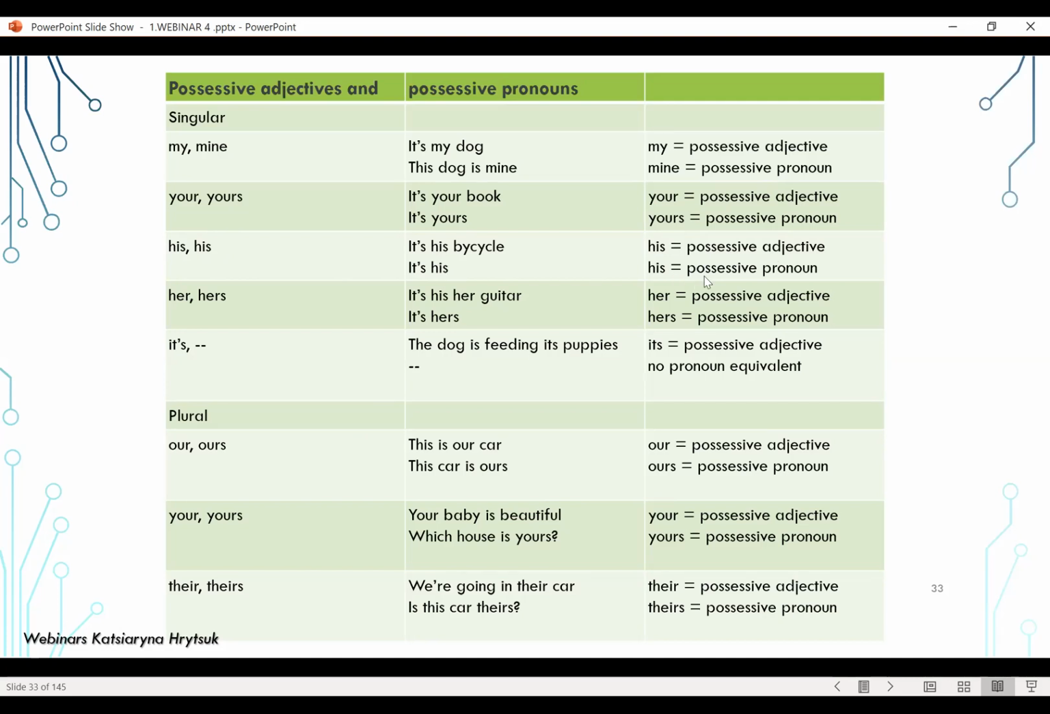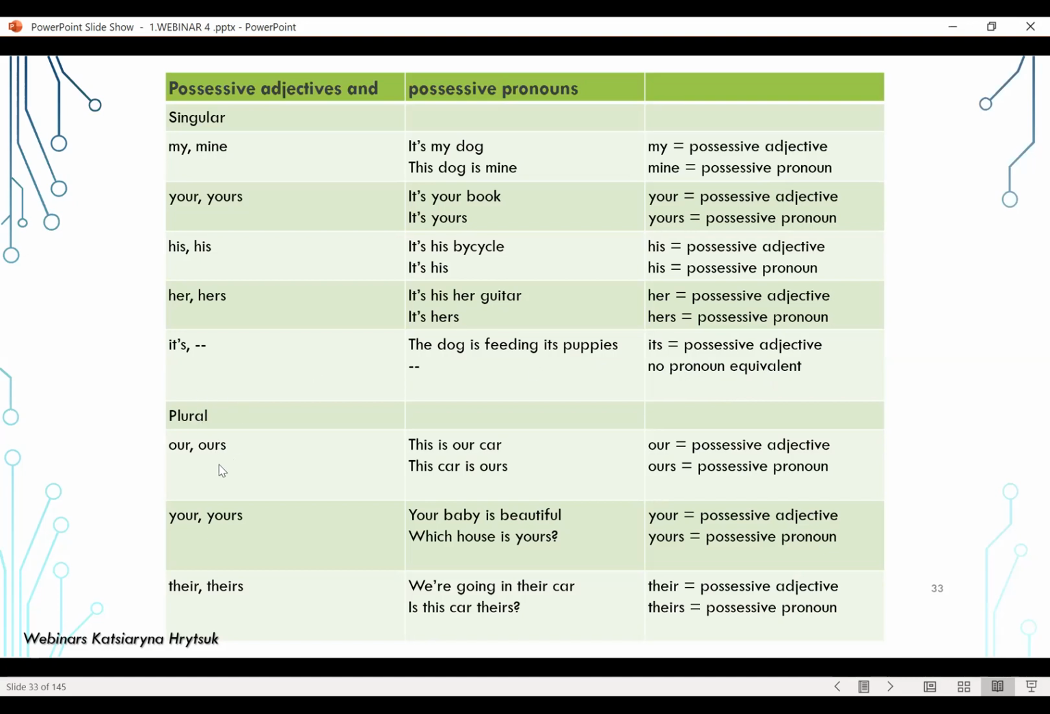Sometimes in some tests, they ask you to separate where the possessive adjectives are in the text and where the possessive pronouns are in the text. Okay, so they want to know how you know the terminology. So her, hers, it's her guitar, it's hers, possessive pronoun. Its, we don't use it as a possessive pronoun. The dog is feeding its puppies. So it's a possessive adjective, but no pronoun equivalent for it, because mostly we talk about animals and things.